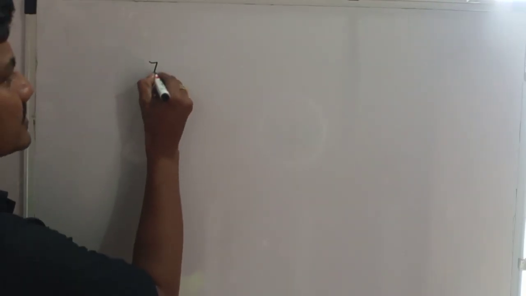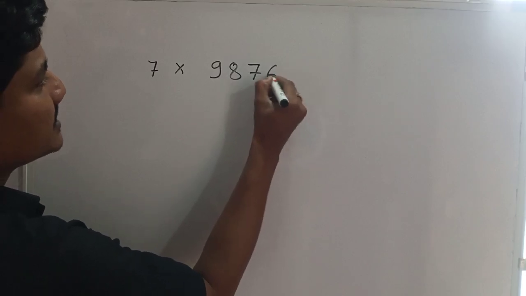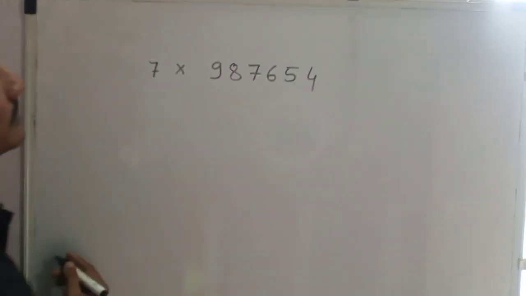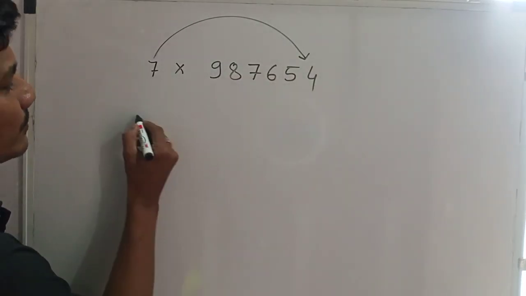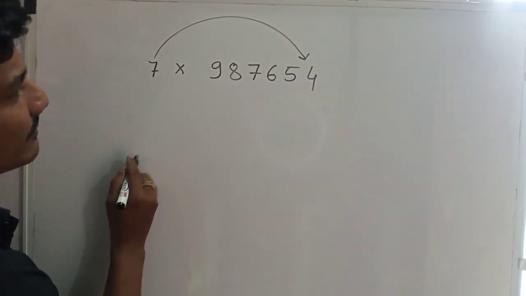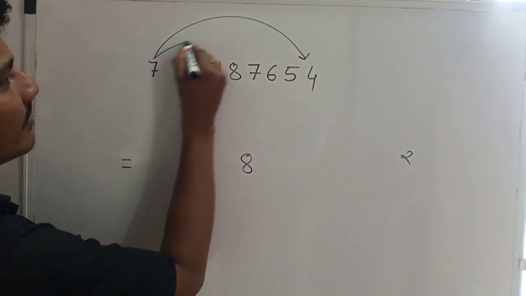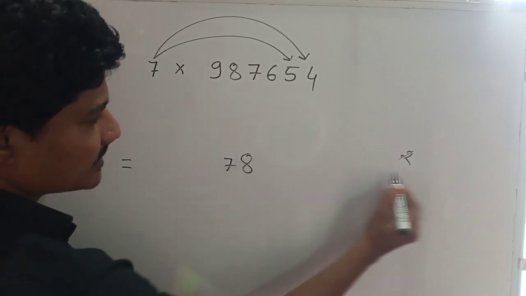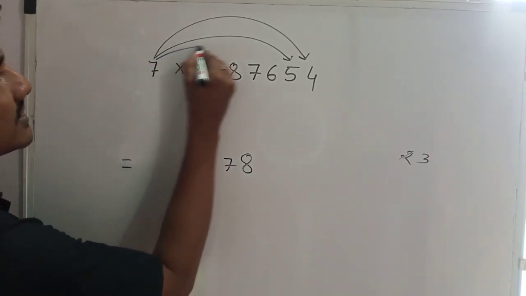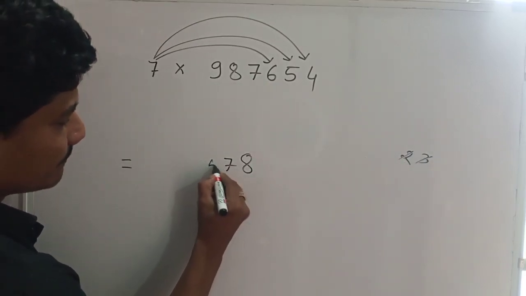Let's proceed. 7 into 987654. 7 4s are 28. Carry 2. 7 5s are 35 plus 2, 37. Carry 3. 7 6s are 42. 42 plus 3, 45.